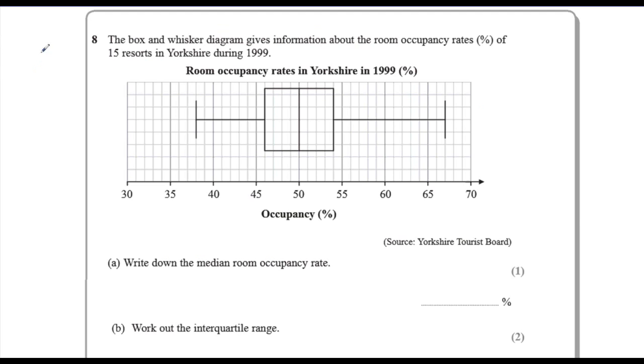Question 8. The box and whisker diagram gives information about the room occupancy rates percent-wise of 15 resorts in Yorkshire during 1999. Write down the median room occupancy rate. We can see bang in the middle, it's 50. So 50% because occupancy is going across.